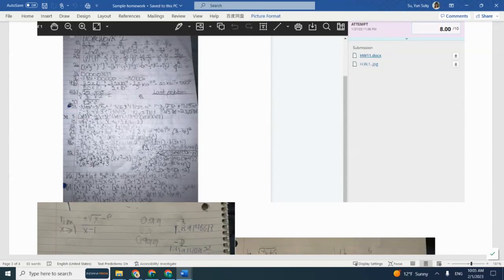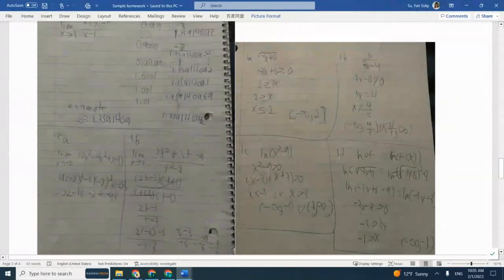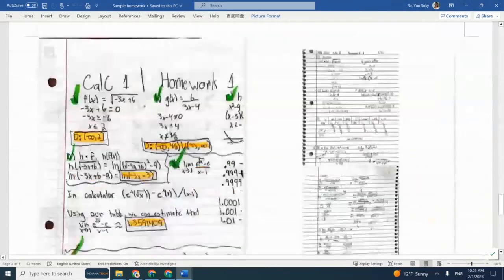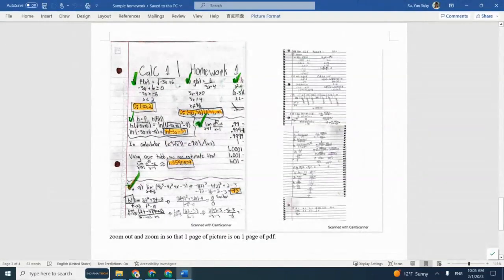Okay, everybody? And then, here is another example. The student wrote down the corrections, but for some other problems, I don't see any check mark. So I don't know whether you have checked the other problems or just this one. So please, if you're correct, put a check mark. And please zoom in and zoom out so one page of your picture fits in one page of the PDF.